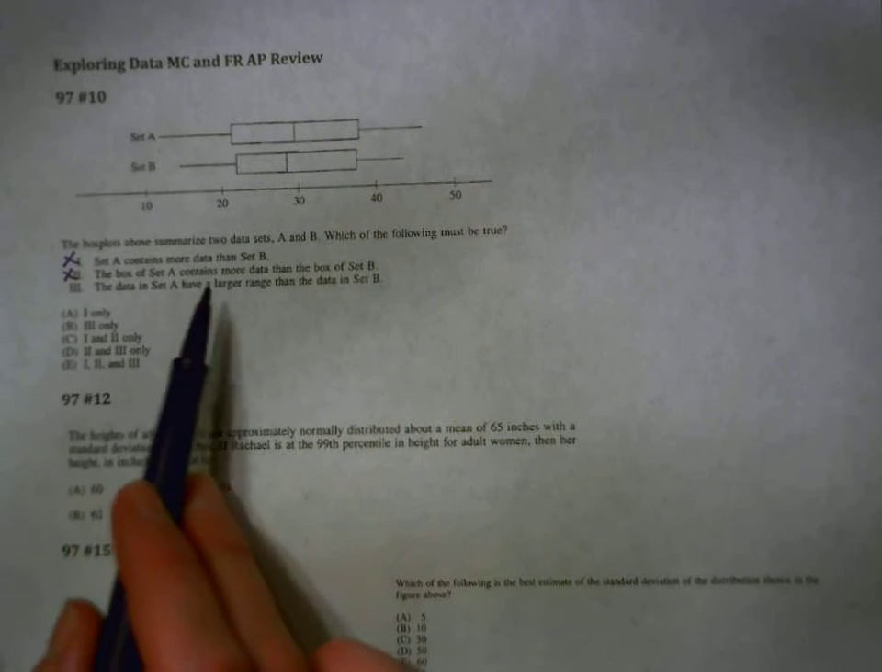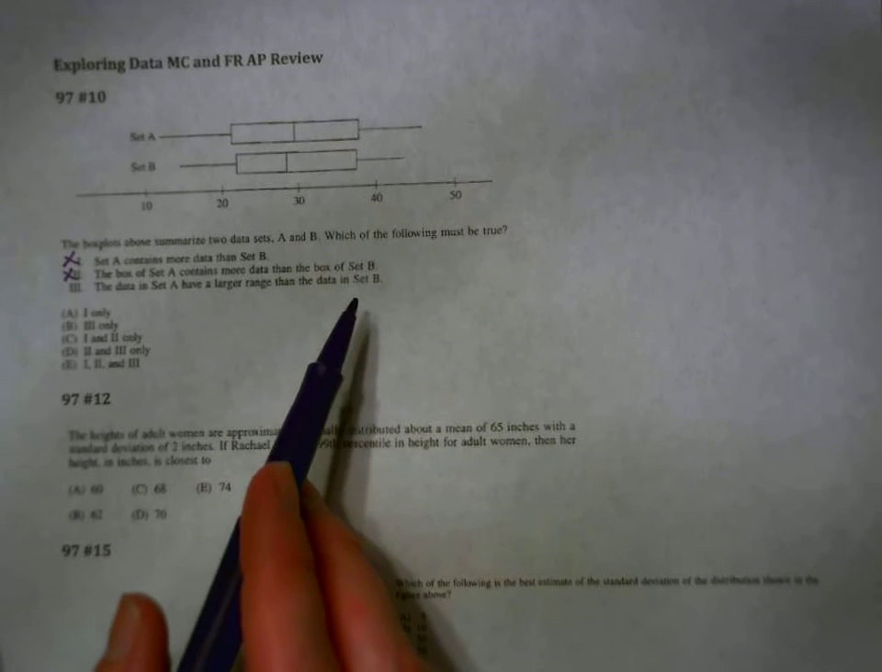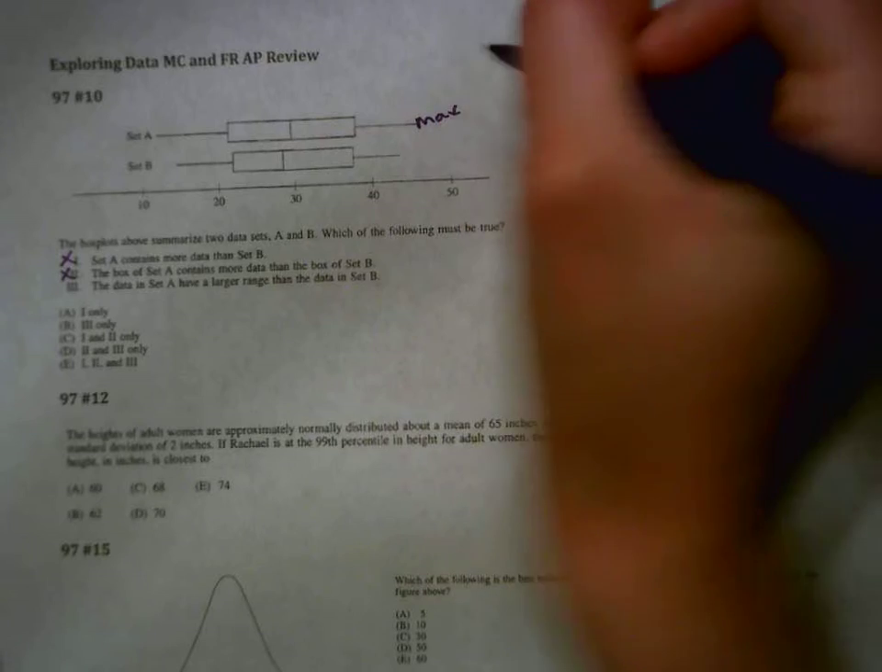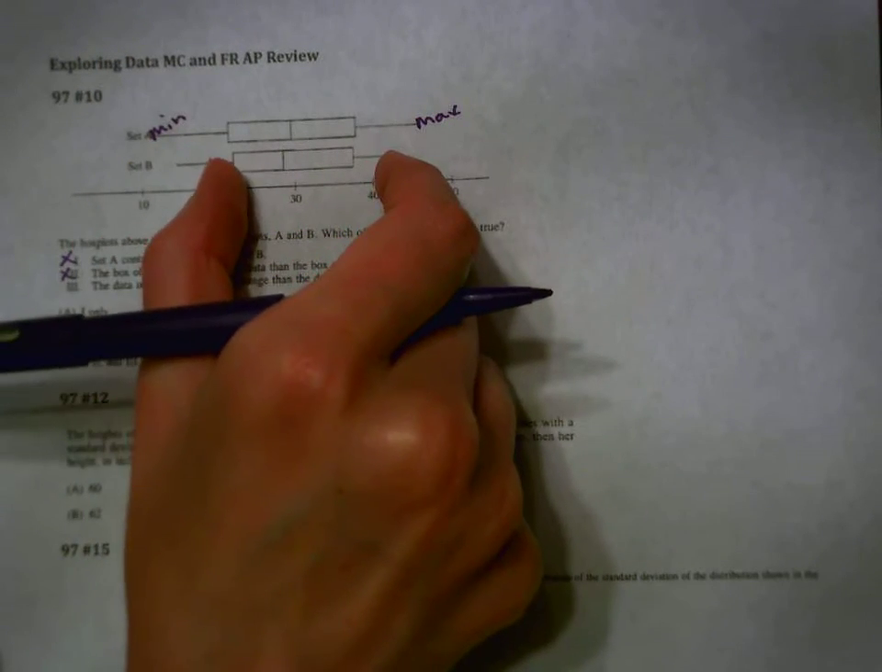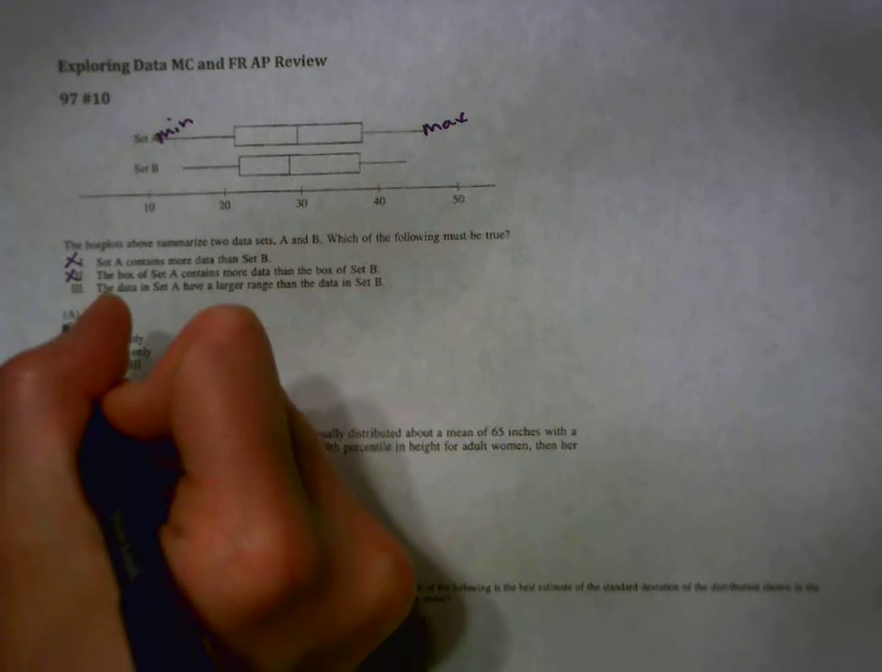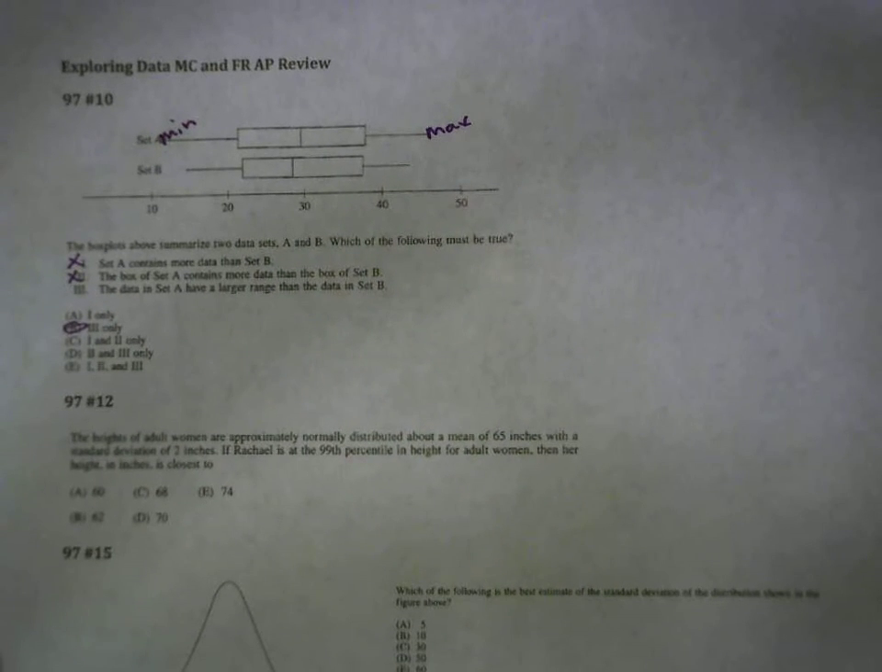So hopefully number 3 works. It says the data in set A has a larger range than set B, which makes sense because range is max minus min, and if you look here, that is going to be larger than that. So number 3 is the only one we know.